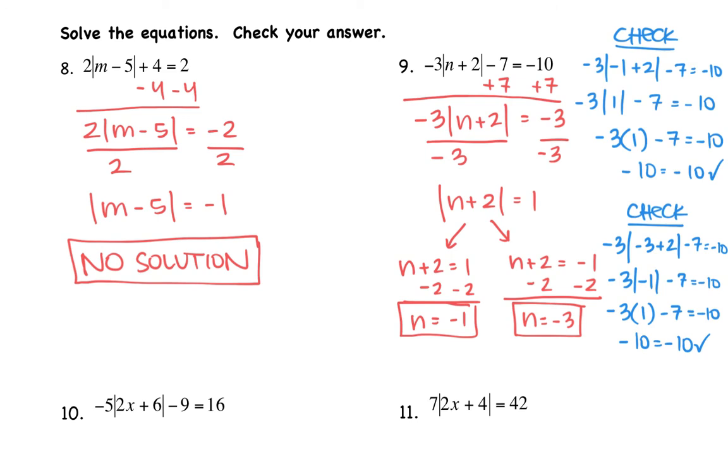All right, so we're going to stop there. Hopefully you've got a good sense of how to solve these. Again, you first have to isolate the absolute value bar. Then if it equals a negative number, there's no solution. If it equals a positive number, you split it into 2 equations and continue solving.